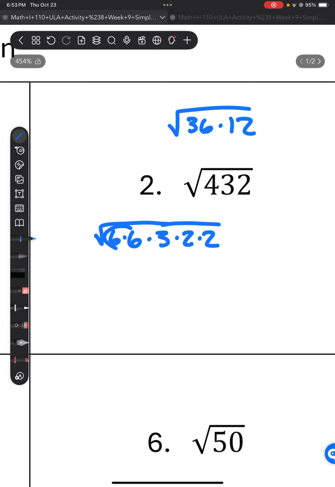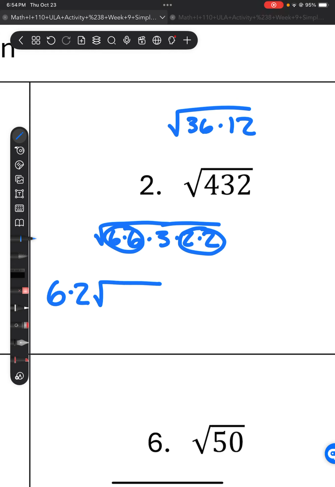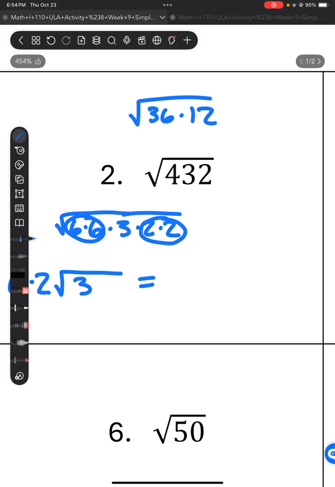So from there, again, finding my pairs. I see my pair at 6, and I see my pair at 2 times 2, right? So I'm going to pull out that 6. I'm going to pull out that 2. When you pull it out, you need to multiply those two numbers. And then I'm left with the 3. 6 times 2 is 12, so you get 12 root 3.